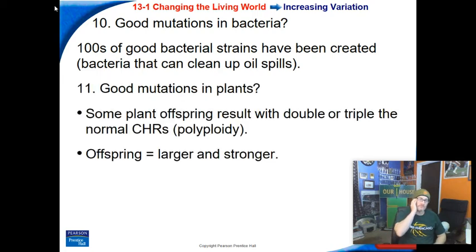All right, good mutations in plants. Some plant offspring result with double or triple the normal chromosomes, and that is referred to as polyploidy. And polyploidy organisms typically are larger and stronger. So larger is good, especially for vegetables. Stronger, I mean, a vegetable being strong, what benefit does that give in nature? But maybe more resistant to pests, maybe more resistant to frost. Okay, so they can actually survive harsh conditions.